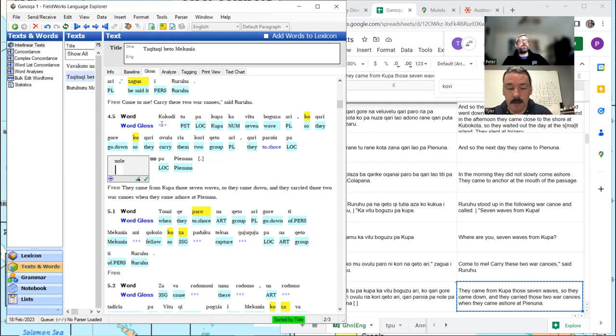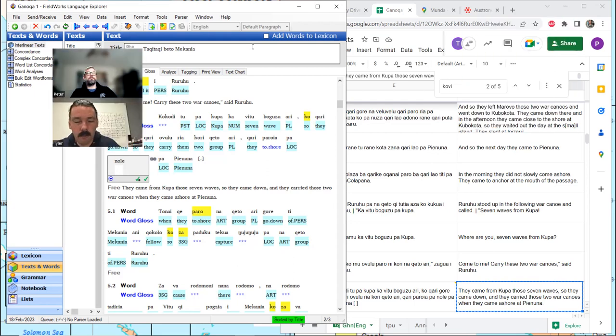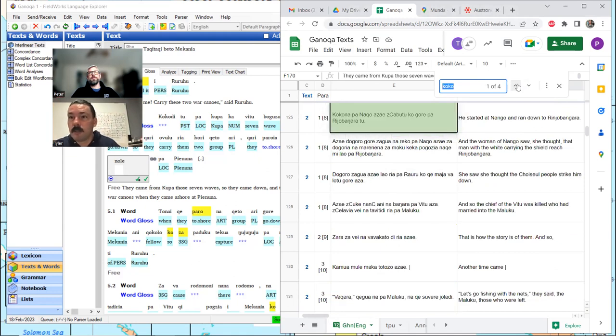Found something for us. Okay, we have good evidence that koko is a verb to come. And so that may solve a mystery in text two. Let's just go there right quick, if you don't mind. Go this way? Text. Yeah. So hit number one. Just click the up arrow there. Takes us to text two. He started at Nango. Kokona pa Nango. Came from, his coming from Nango.